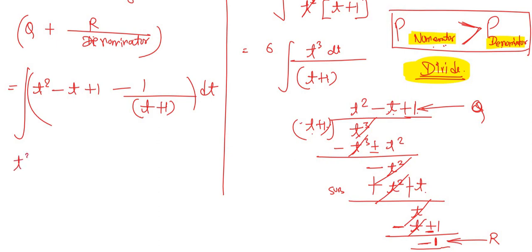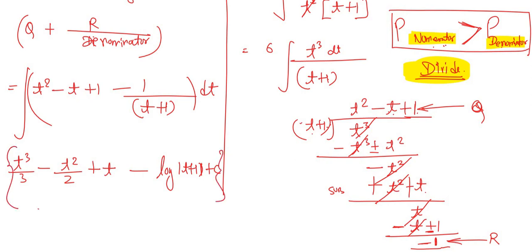The integration of t square is t cube by 3, minus t square by 2. The integration of 1 is t, minus 1 by t plus 1, so its integration will be log of t plus 1, plus c. And don't forget, there was a 6 here. So I am writing that 6 in the beginning.